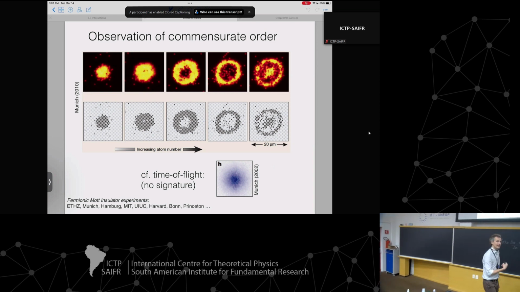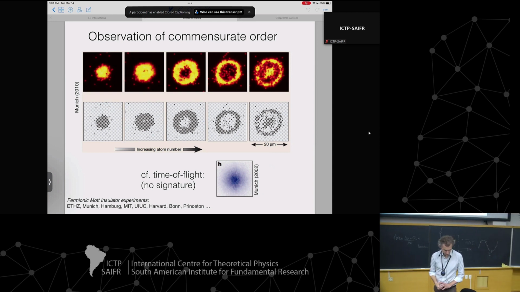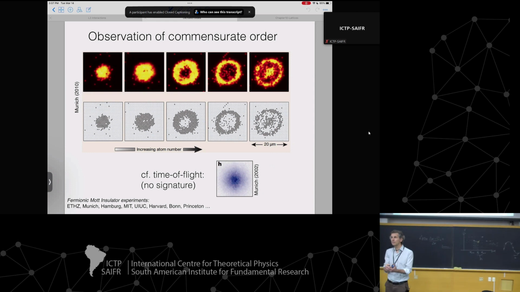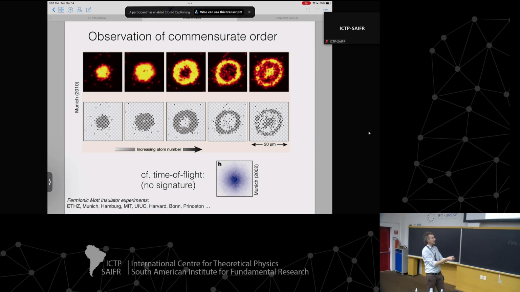Not perfect, but beautiful nonetheless. And so let me just say that this data, actually taken by the same group 8 years later, is much more convincing than their time of flight measurement that you're seeing a number state. Because remember, the time of flight thing just looked like a schmutz, right? Whereas this here is really measuring the on-site number, especially between 0 and 1.